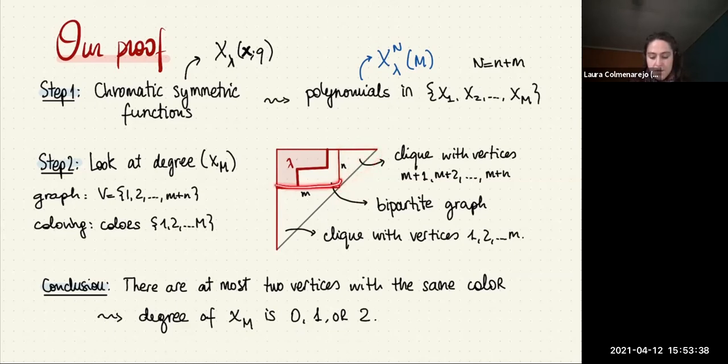And then in this other part over here, I'm going to have a bipartite graph, which means that for each of the colors, I can have at most 2 vertices with that color, which means that the powers of x_m are going to be 0, 1, or 2. So once I'm in the polynomial case, I can look at the largest variable, and I'm going to look at the coefficients for each of the degrees that I have.